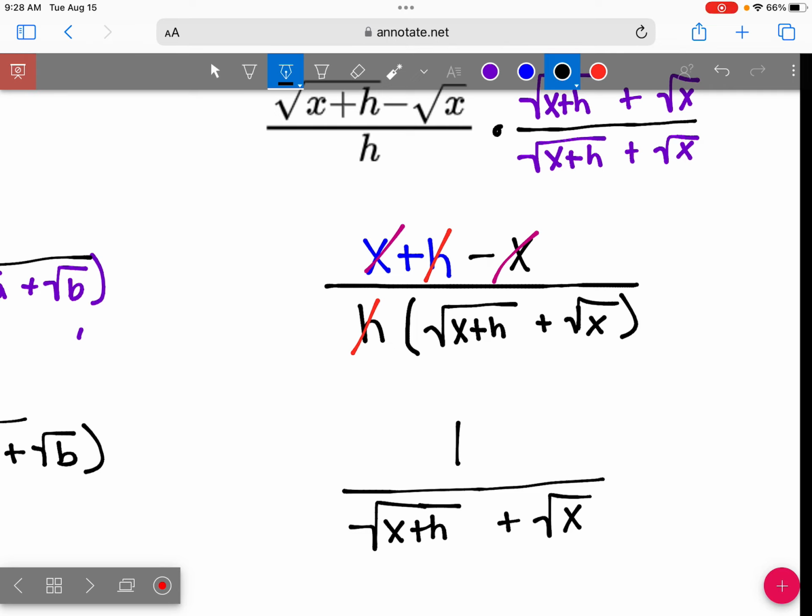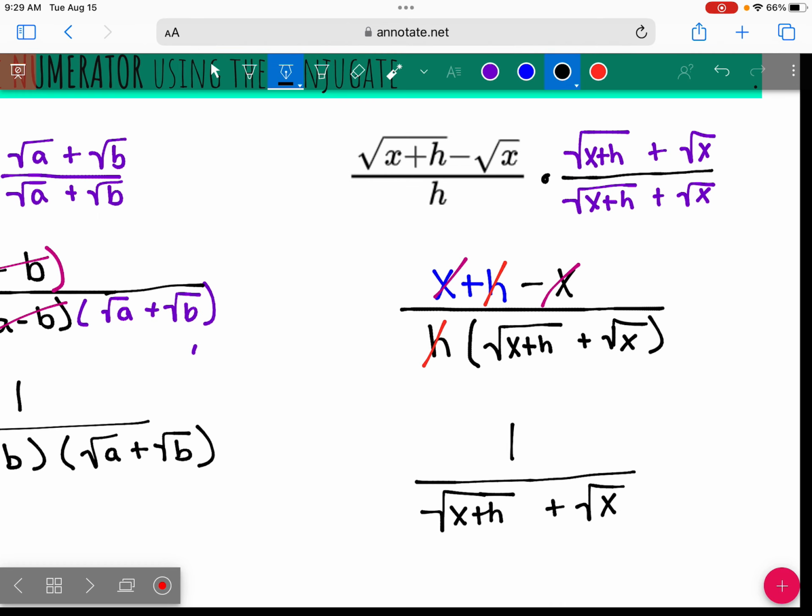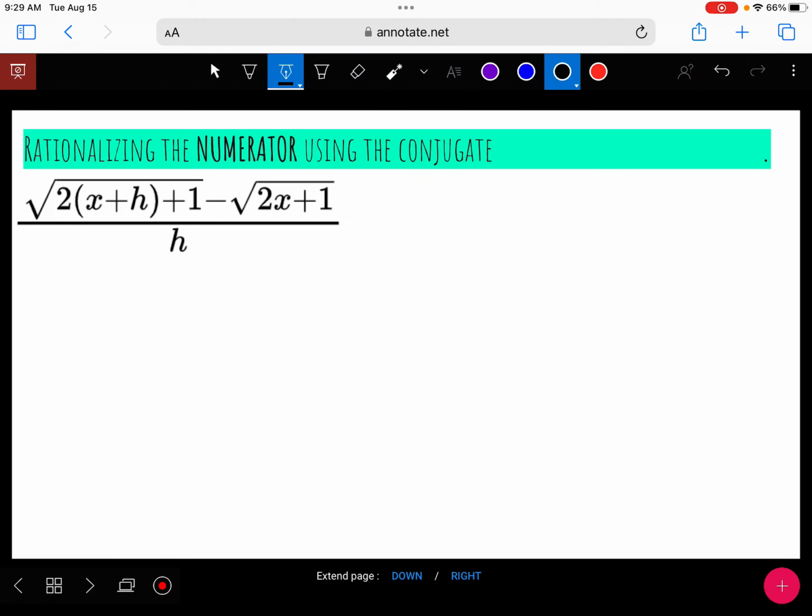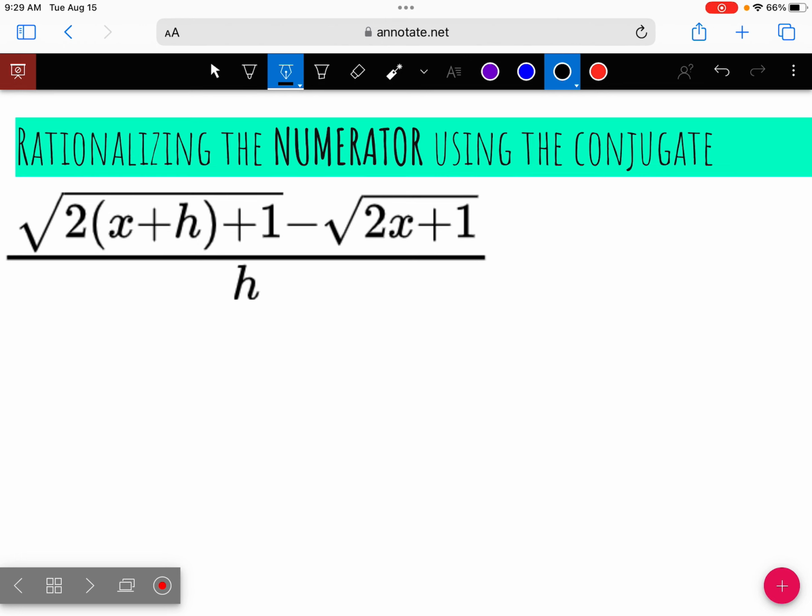Okay? So not the worst thing ever. Looks really, really scary. Very impressive to look at. But not the worst thing ever. Just going to say it before I turn the page. Okay. We're rationalizing the numerator. It's not that much more. It just has a couple of 2's in it.